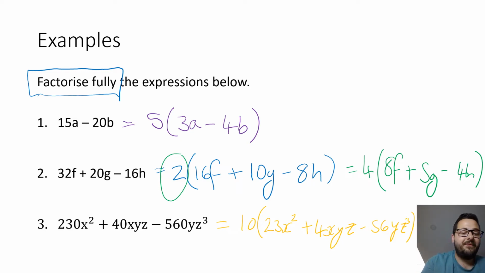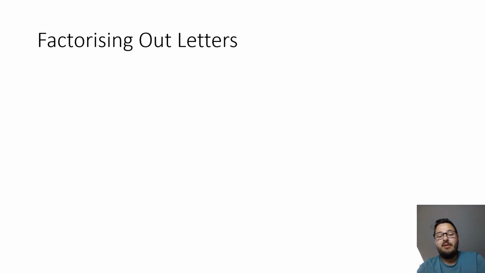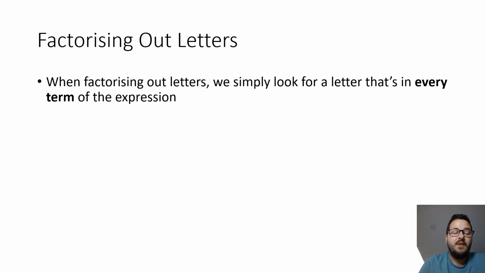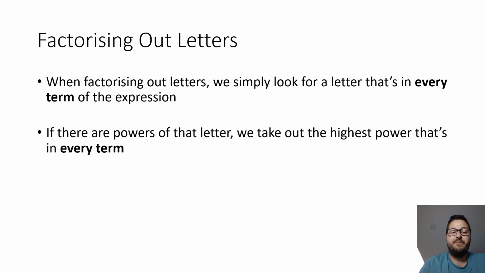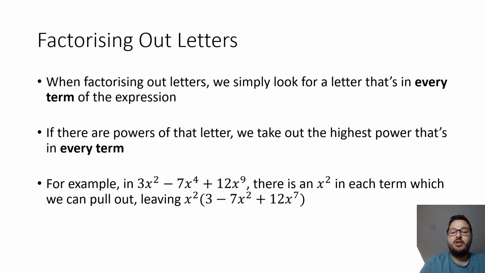Okay, great. So now we've factorised out numbers, we're going to look at factorising out letters. When factorising out letters, we simply look for a letter that is in every term of the expression. And if there are powers of that letter, we take out the highest power that's in every term. So let's just look at a simpler version first.